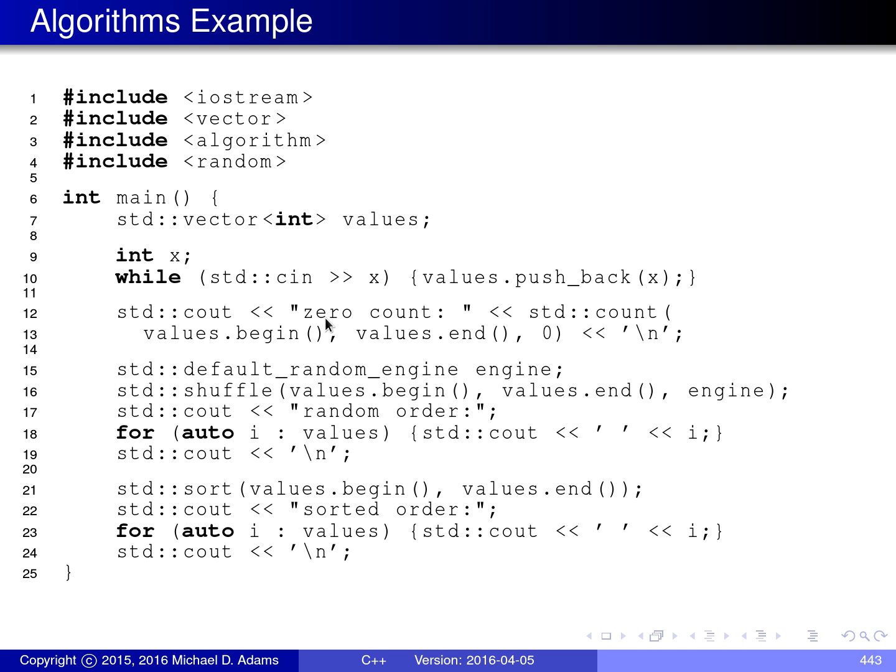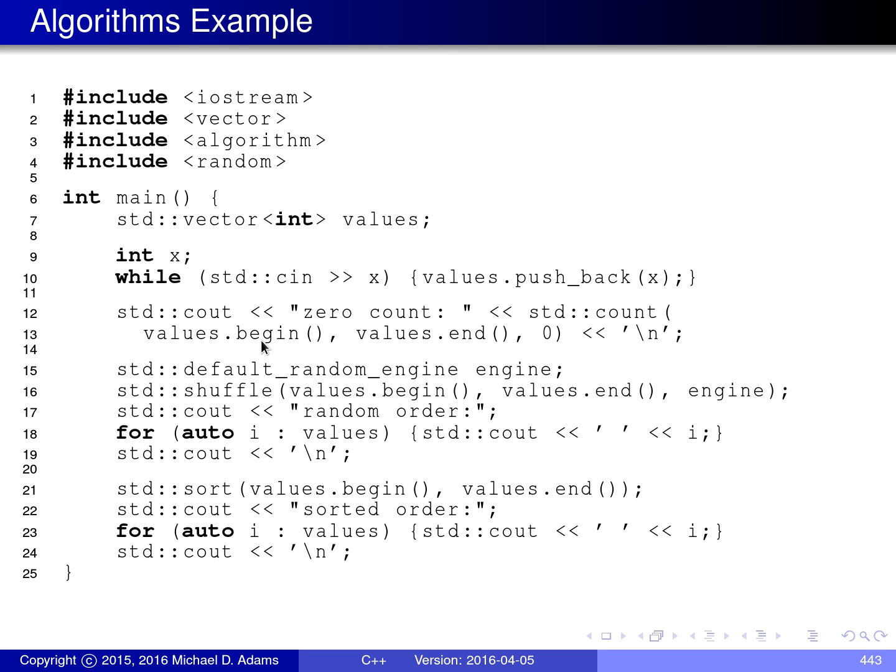And then what I want to do next is print out the number of elements in the vector values which are equal to 0. So to do this, I'm going to use the count algorithm. And the count algorithm takes 3 parameters. The first 2 parameters are iterators that provide a range over which you're going to count elements. And then the last parameter is the value that you want to count. So how many elements are equal to the value 0, for example.